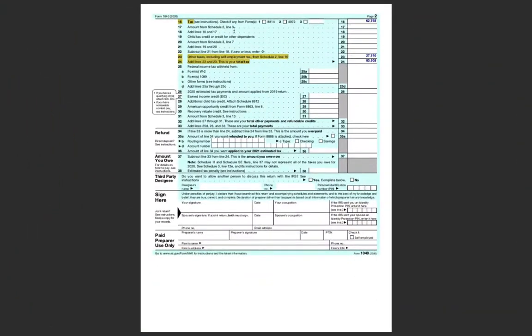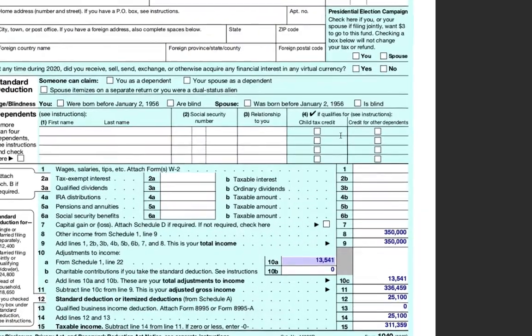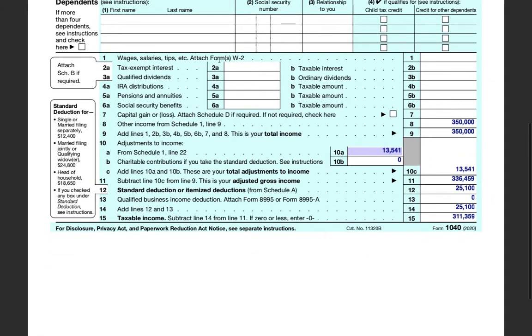Let's go back to 1040. Here, let's assume you don't have any other income, so that's all the income you have from your self-employment. This is other income from the Schedule C. So this is your self-employment income, $350,000. This is the income, right? So then your total income, you don't have anything else, is the same, $350,000.